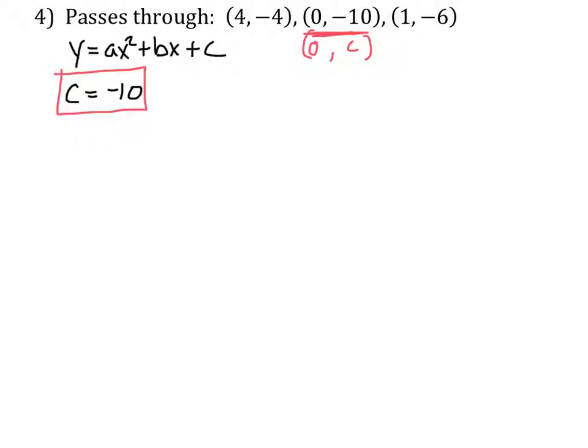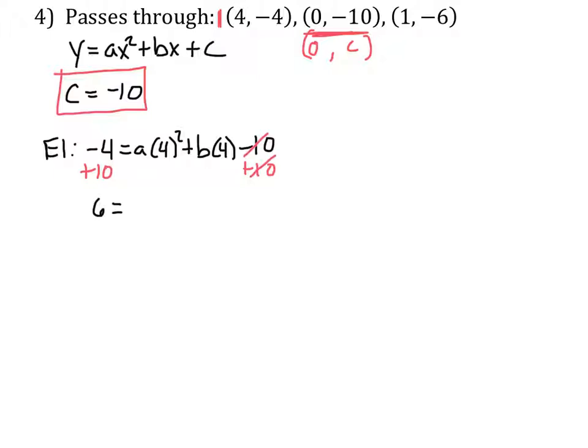Okay? So next, we want to plug in point number 1 to make equation 1. So that gives us negative 4 equals a times 4 squared plus b times 4 minus 10. I want to go ahead and add 10 to both sides. So I get 6 equals, well here I've got a times 4 squared. 4 squared is 16, so I have 16a plus 4b.